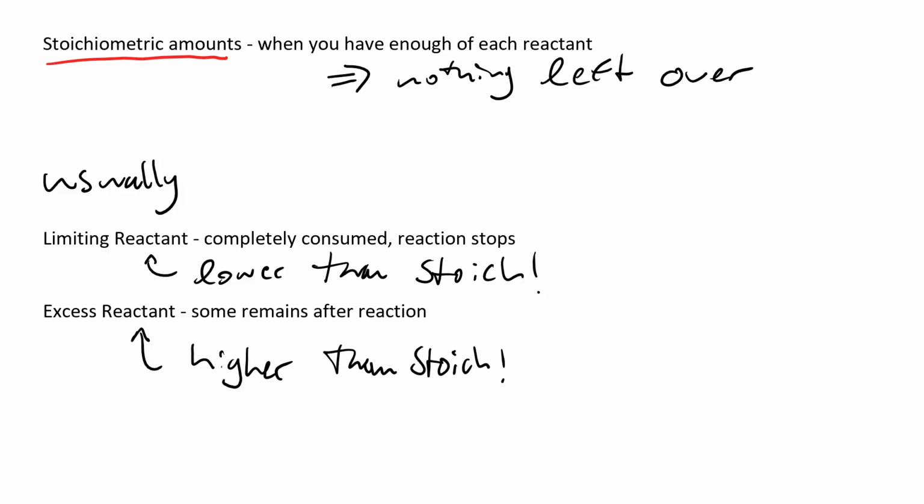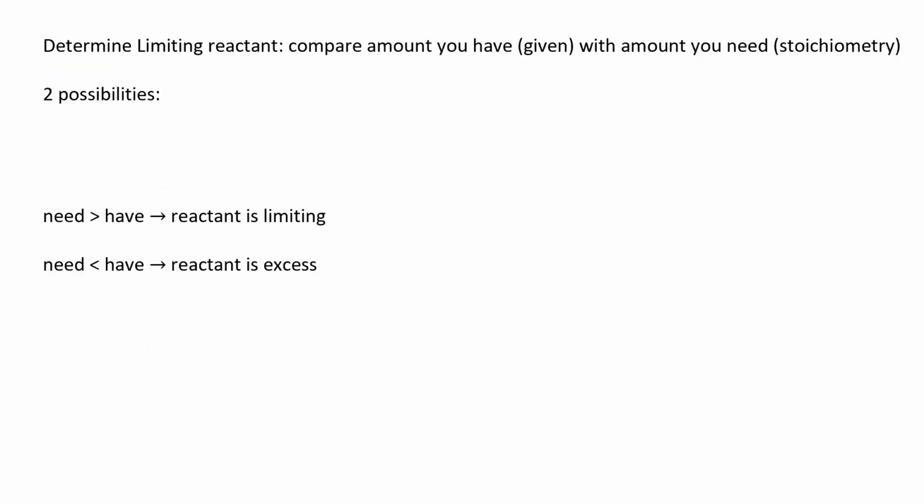So, how do we do it? Let's take a look. The most effective way to determine the limiting reactant is to compare what you have, that is, your given quantity, with what you need, and the amount you need you determine via stoichiometry. This will give you one of two outcomes, right?